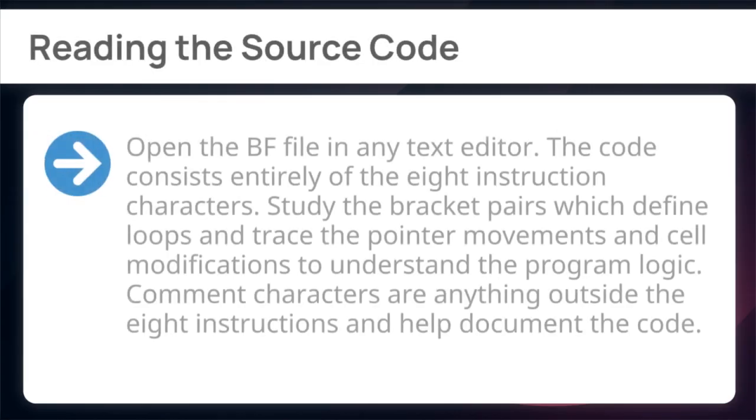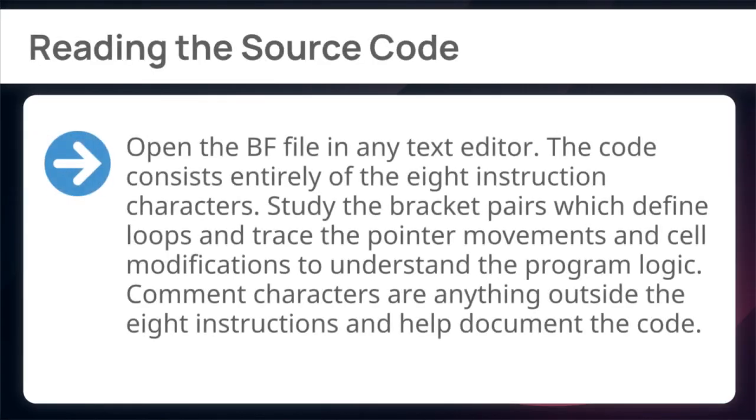Next, reading the source code. Open the BF file in any text editor. The code consists entirely of the 8 instruction characters. Study the bracket pairs, which define loops, and trace the pointer movements and cell modifications to understand the program logic. Comment characters are anything outside the 8 instructions and help document the code.